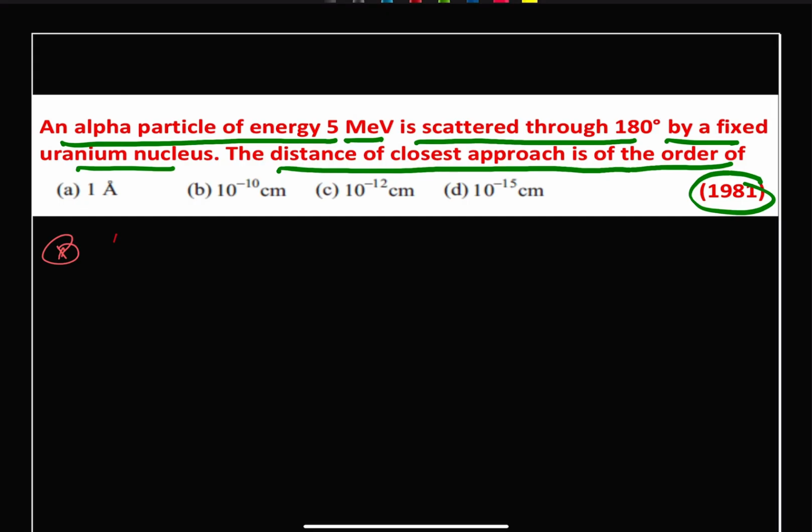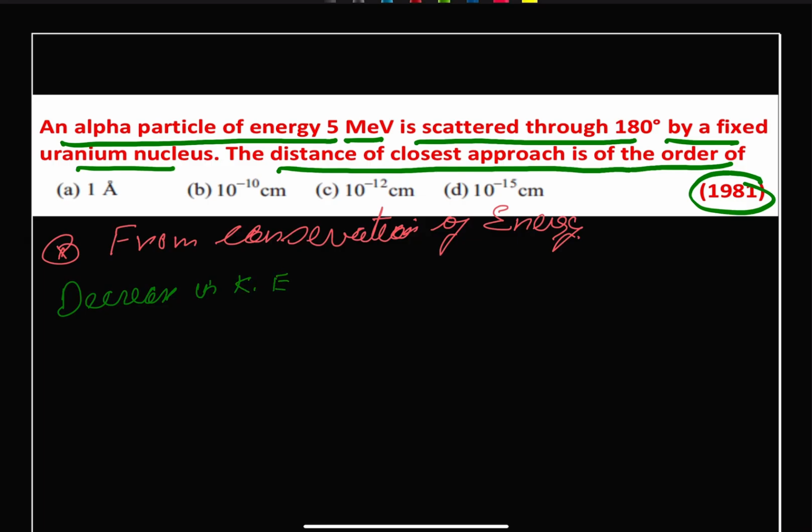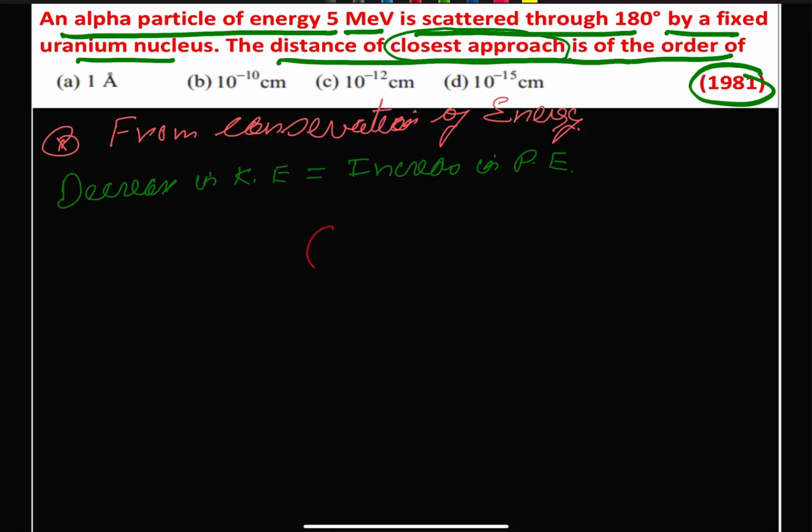So from conservation of energy, decrease in kinetic energy will be equal to the increase in potential energy, and it asks the distance of closest approach. Let us assume the minimum distance, let me draw the figure. We have an alpha particle as well as our uranium nucleus, and the closest they can come is given as R minimum. We need to find out this particular distance.